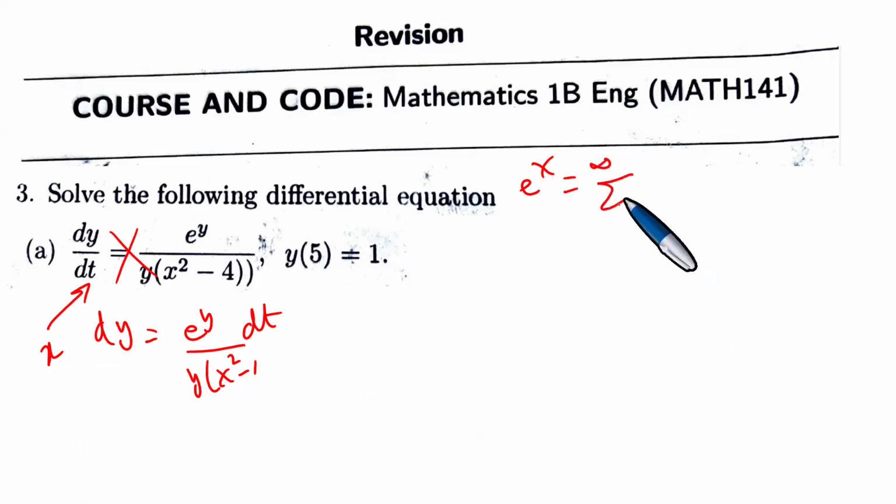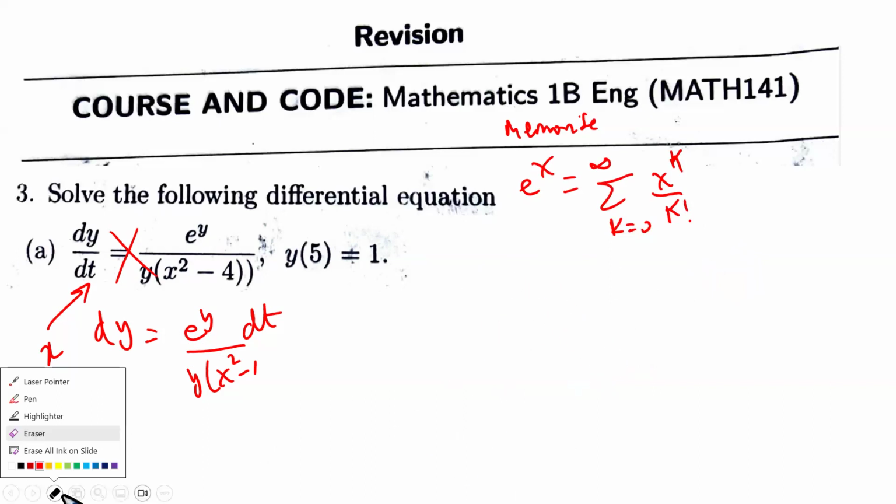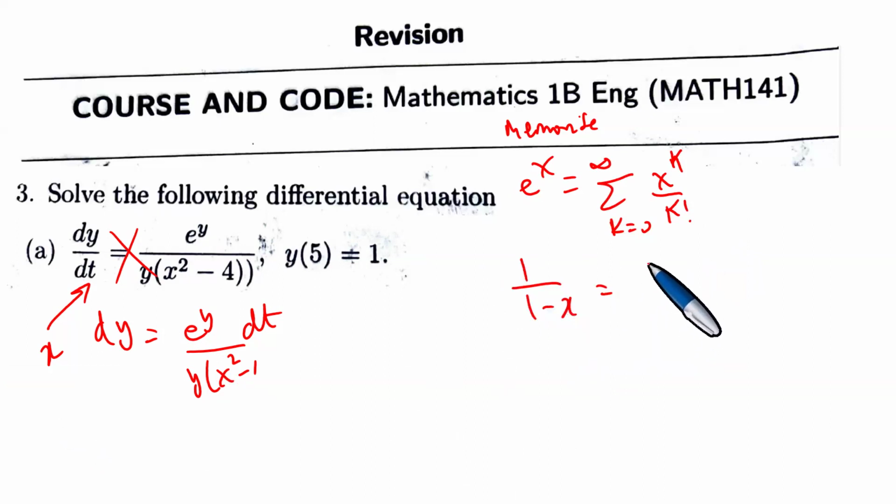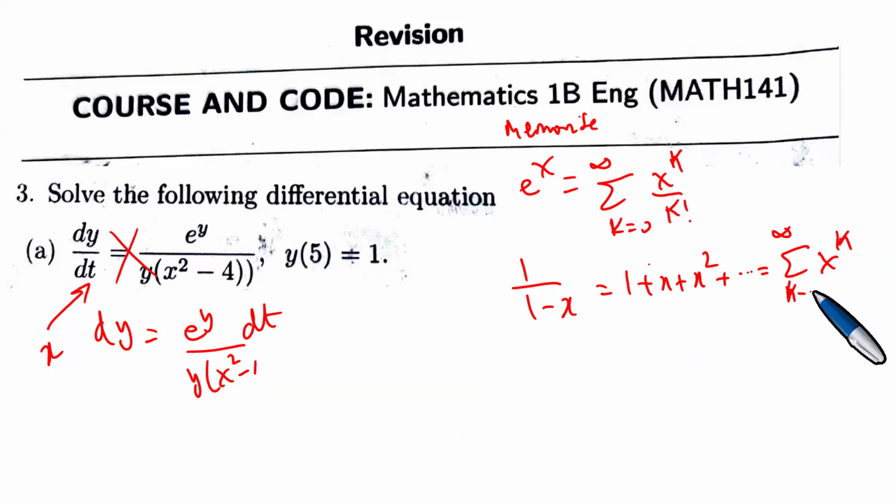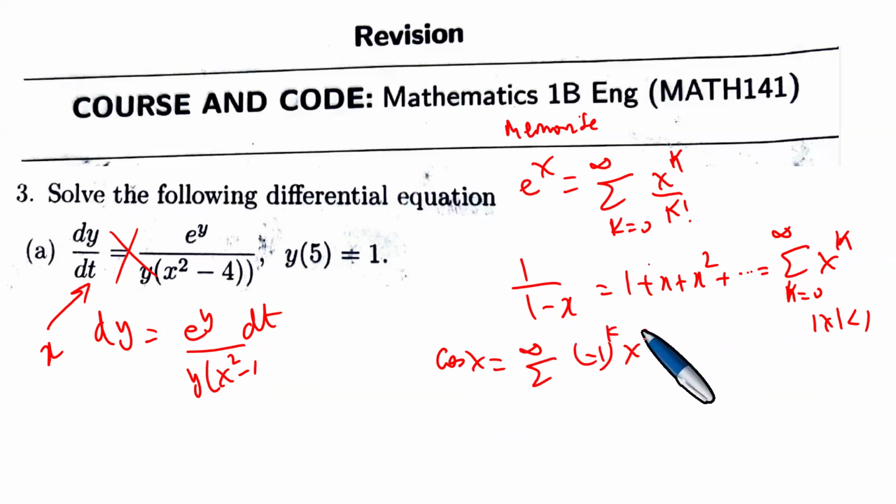So this one for e to the x, you need to memorize this. Memorize e to the x, the sum over k from 0 of x to the k divided by k factorial. Memorize cos x. Also memorize 1 over 1 minus x, which is 1 plus x plus x squared plus and so on, which equals the sum of x to the k, k from 0. Memorize cosine x, which is the infinite series of minus 1 to the power k, x to the 2k over 2k factorial. You always divide by the factorial of 2k, k equals 0 to infinity.